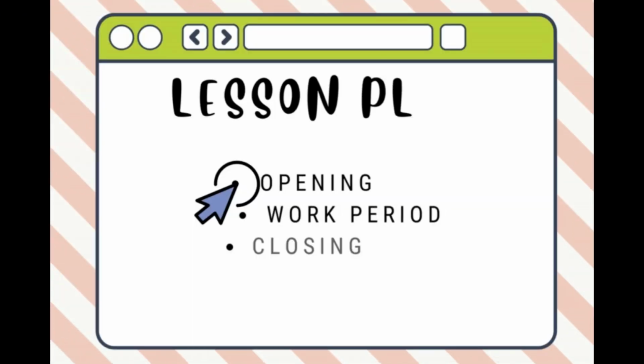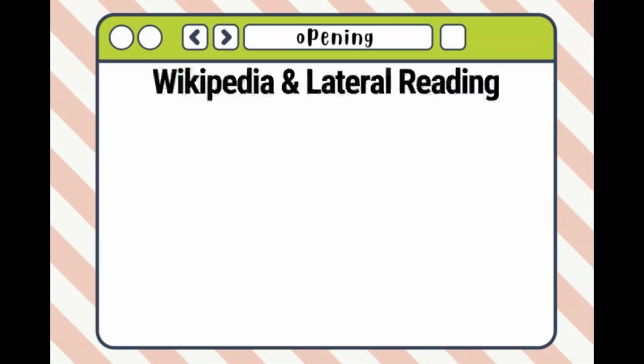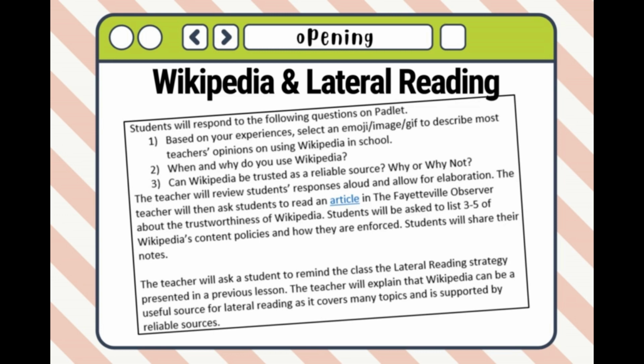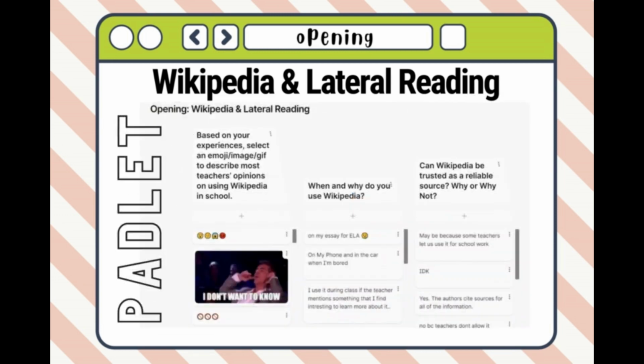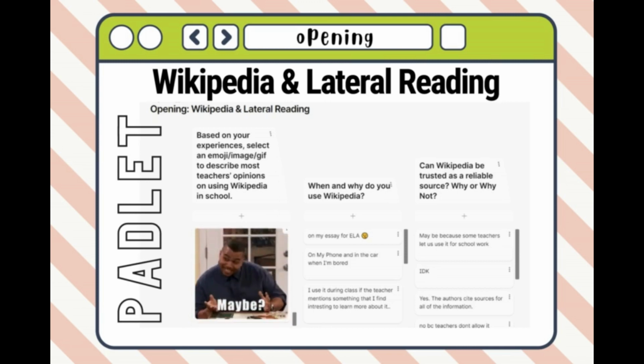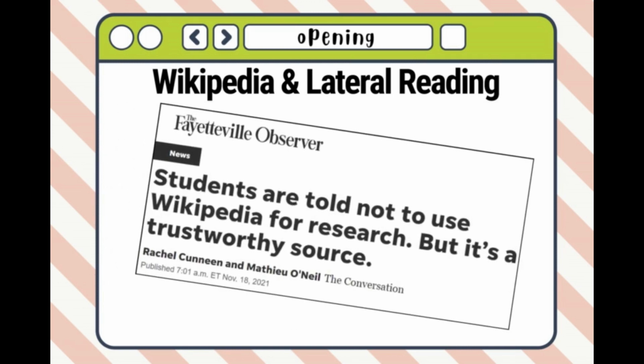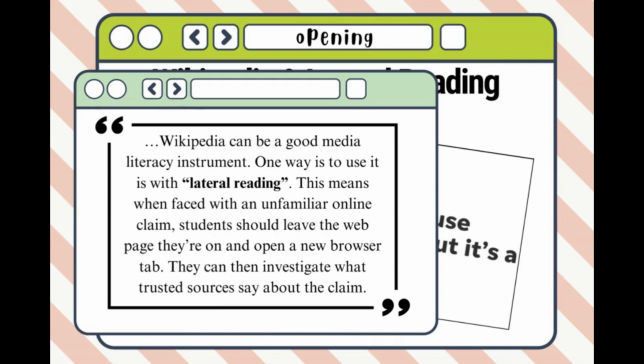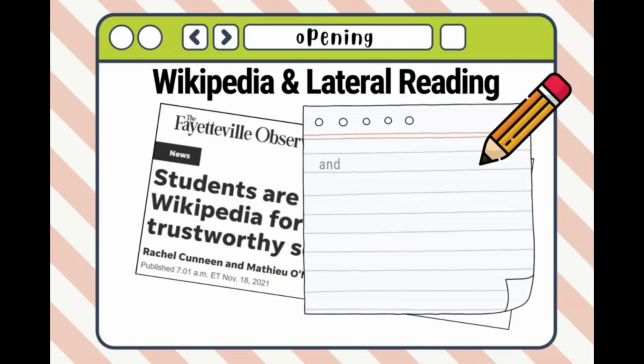The lesson is divided into 3 parts. In the opening, students used a Padlet to reflect on their experiences using Wikipedia in school, as well as their perception of Wikipedia being a trusted and reliable source. After reviewing student responses to the Padlet, students were prompted to read an article about the trustworthiness of Wikipedia and asked to identify and list components of Wikipedia's content policies and how they are enforced.